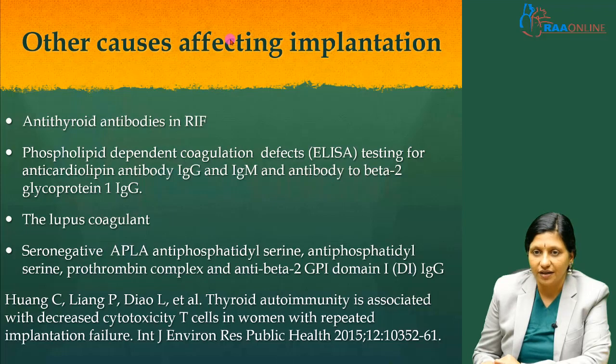phospholipid-dependent coagulation defects, testing for anticardiolipin antibodies like IgG and IgM, and antibodies to beta-2 glycoprotein, and lupus anticoagulant testing for recurrent implantation failure, seronegative antiphospholipid antibody or antiphosphatidylserine antibodies, prothrombin complex and anti-beta-2 glycoprotein antibodies. All these need to be tested when testing for the immunological cause for recurrent implantation failure.